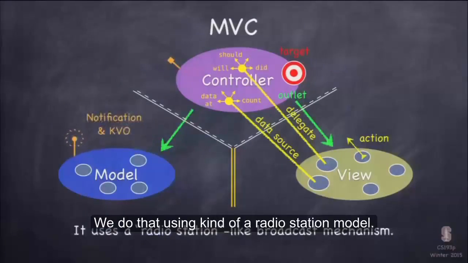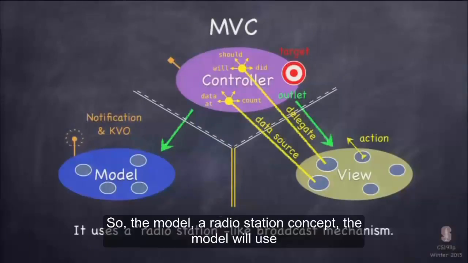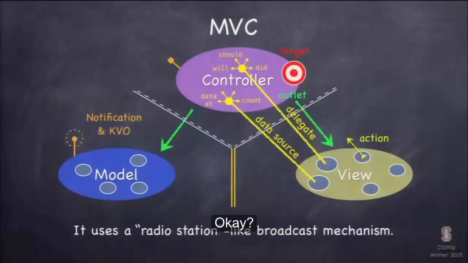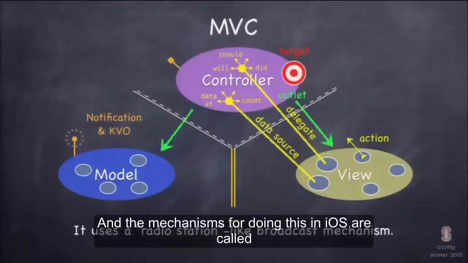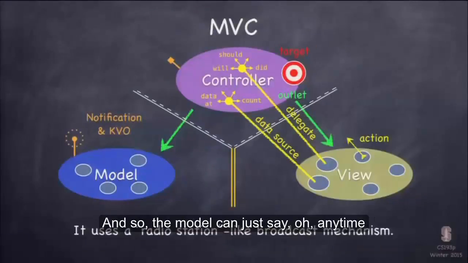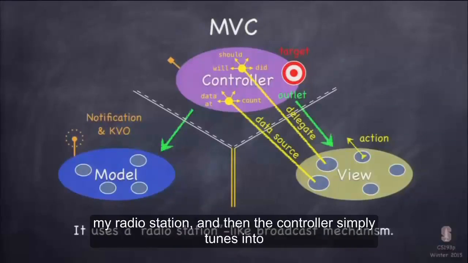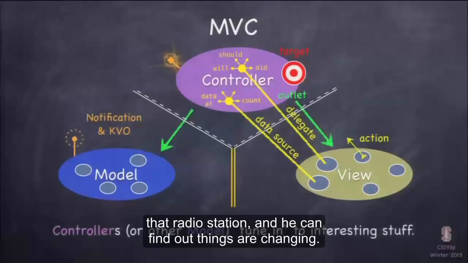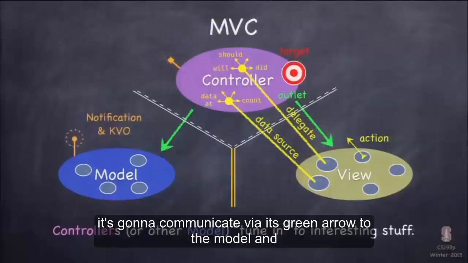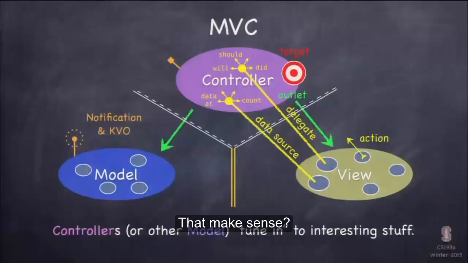We do that using kind of a radio station model. Okay? So the model will use this radio station concept to essentially broadcast information to anyone who's interested. And the mechanisms for doing this in iOS are called notification and key value observing, KVO we call it. And so the model can just say, oh, anytime something changes in my model, I'm just going to broadcast on my radio station. And then the controller simply tunes into that radio station. And it can find out things are changing. And when it finds out something changes, it's going to communicate via its green arrow to the model and say, okay, give me that data that changed. Right? Does that make sense?